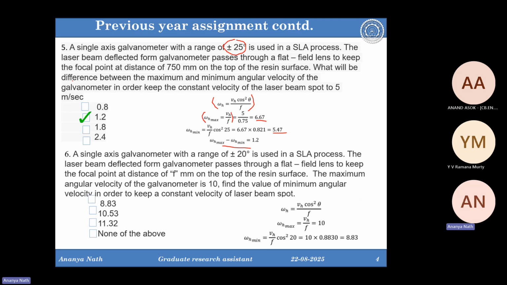Next is a similar question in which you have to find out the W min with a different angle. So now the angle is reduced to 20 degree. So it's a flat field lens again, so the formula remains the same. The maximum you already know, but you need to find out the minimum one with 20 degree. So just put 20 degree in the formula and we are done.